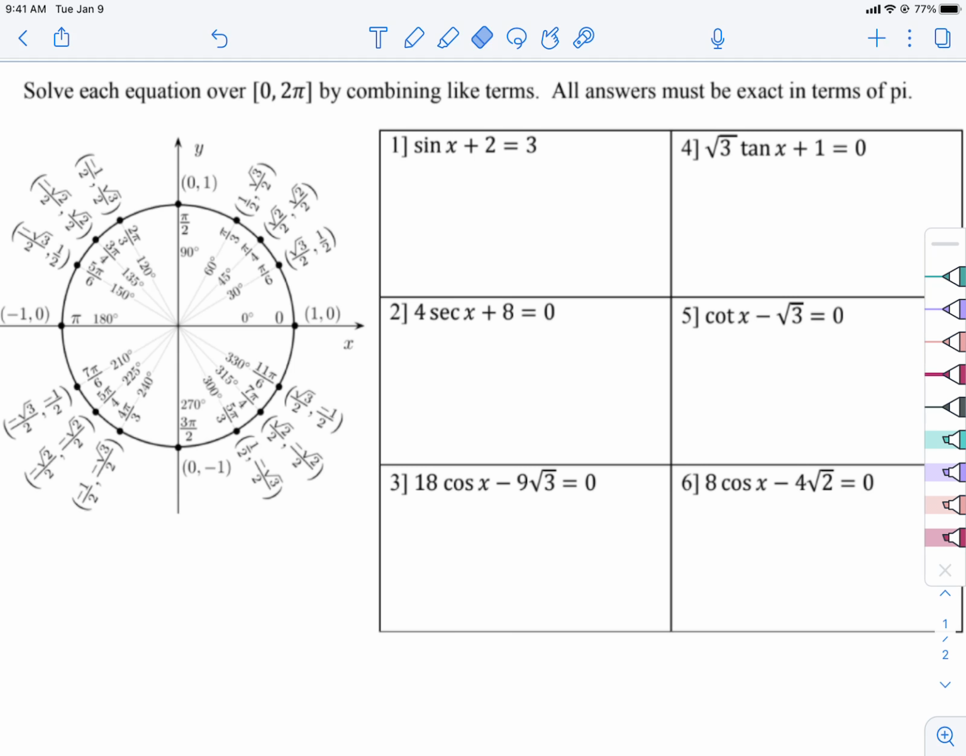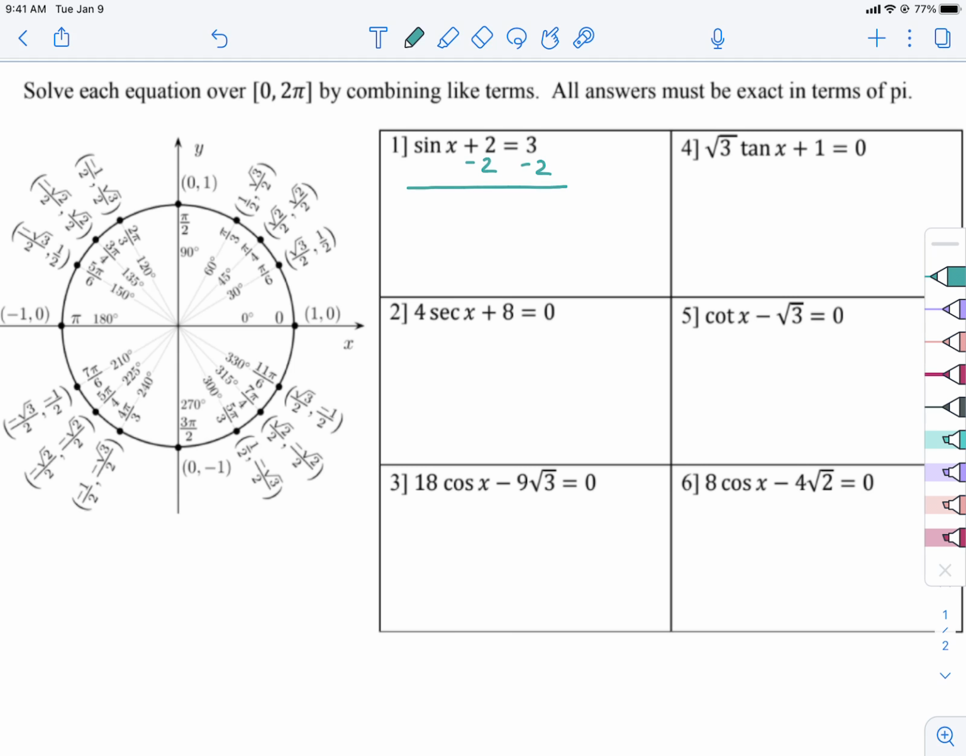Our first goal is to get the trig function by itself. Once we get the trig function all by itself, then we use the unit circle to figure out what the x value actually is. So if we look at number 1, it says sine of x plus 2 equals 3. I need to get sine of x all by itself. I need to move the 2 over. So I'm going to subtract it on both sides.